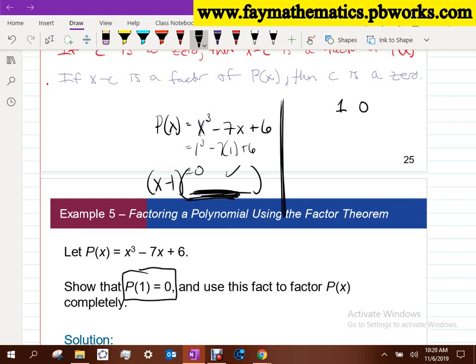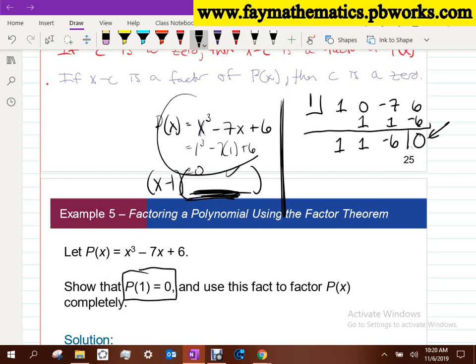But with synthetic division, I go x cubed, which has a coefficient of 1, x squared's coefficient is 0, x's coefficient is -7, and my 6. I put in this box the 1, right? It's the C value, and this is P of C here. I bring my 1 down, multiply, put 1 there, add down, multiply, 1 down, -6, multiply, -6, add down, gives me 0, right? Well, that 0 is telling me the same thing that worked when I evaluated that way, okay?